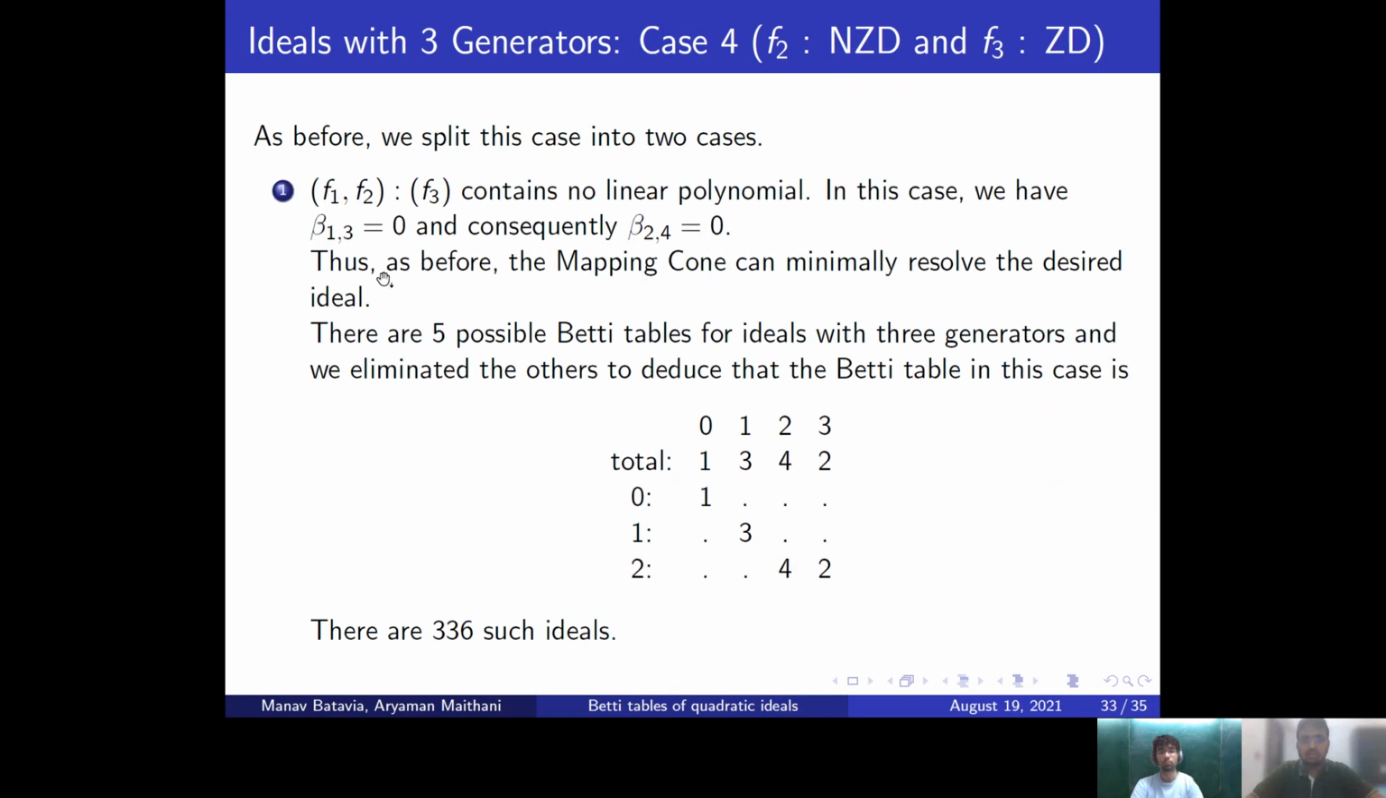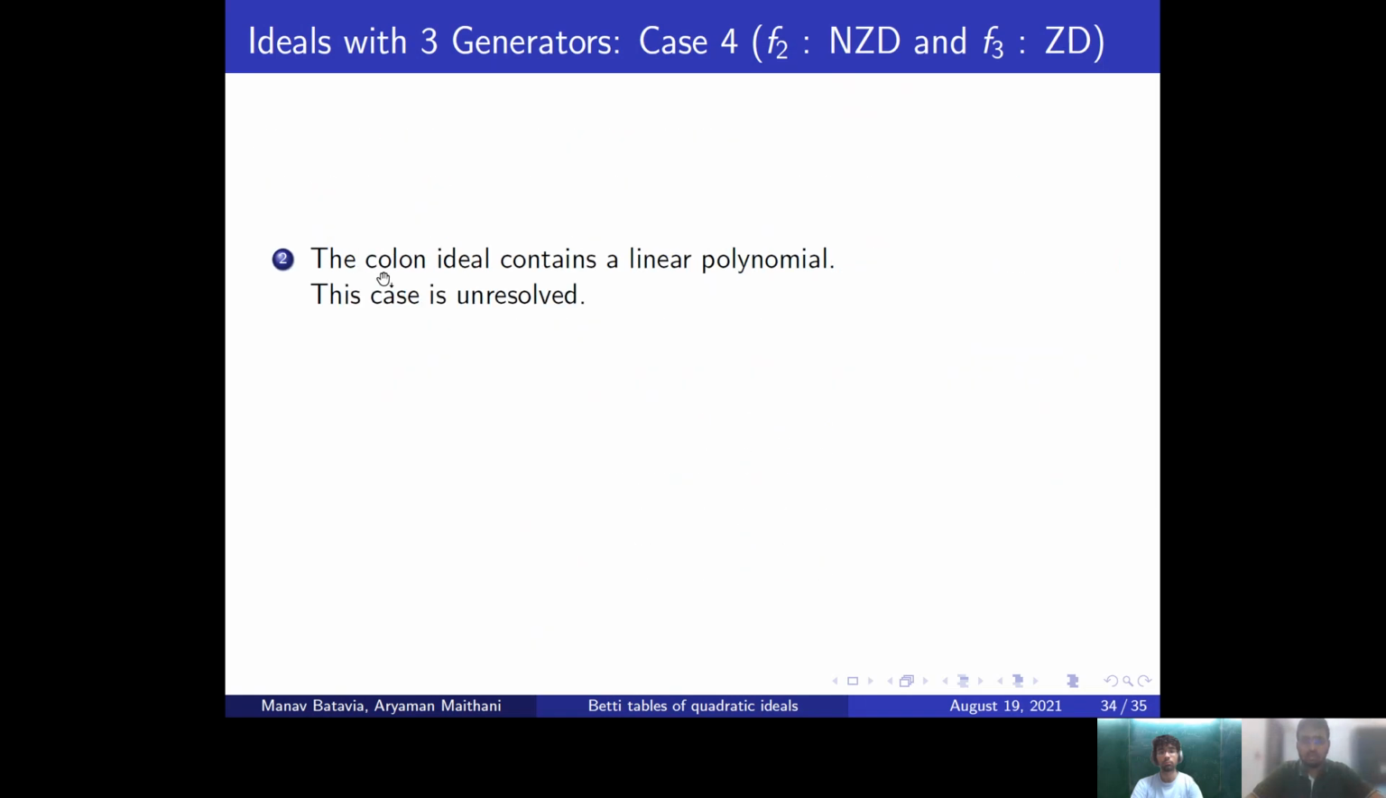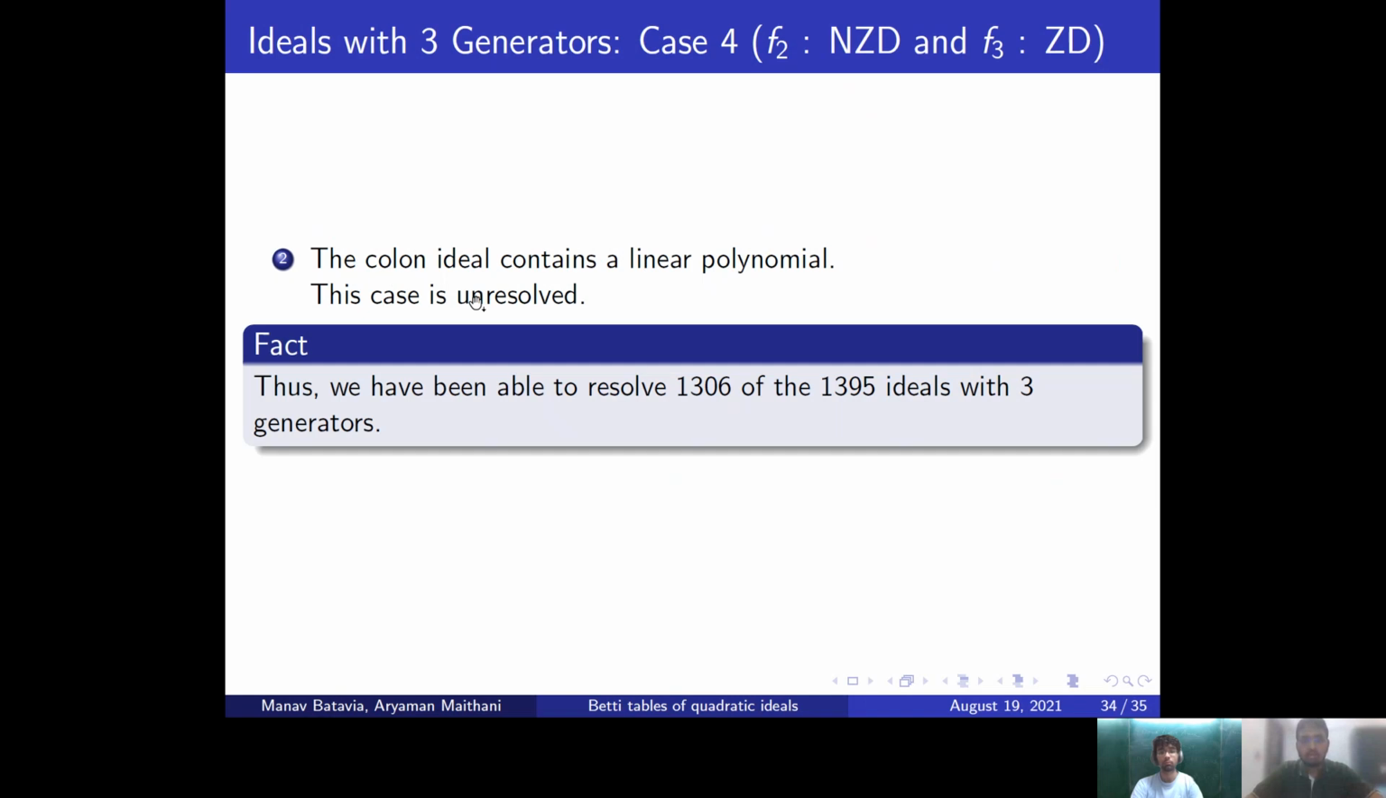Then there's the second case where the colon ideal contains a linear polynomial. This case is unresolved. All in all, we have been able to resolve 1,306 of the 1,395 ideals with 3 generators. The remaining 89 follow this case.